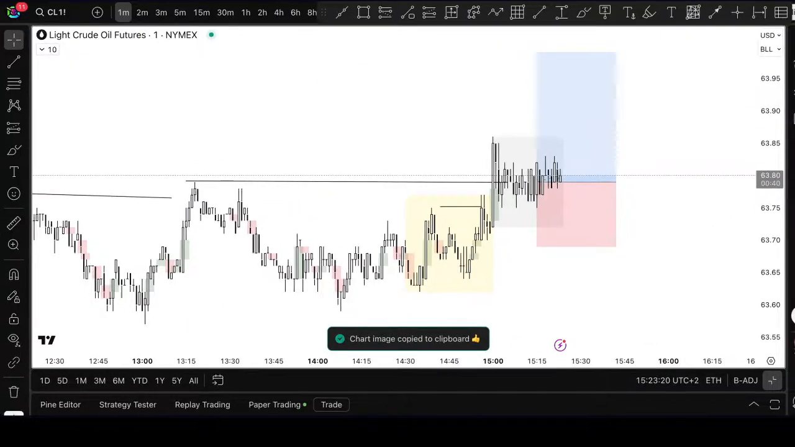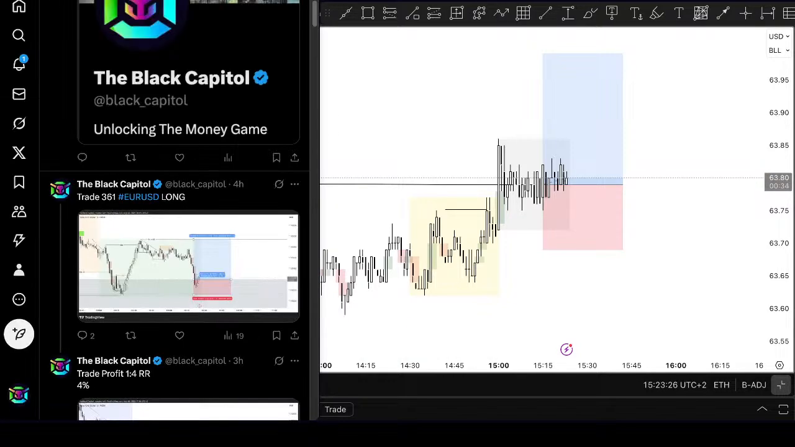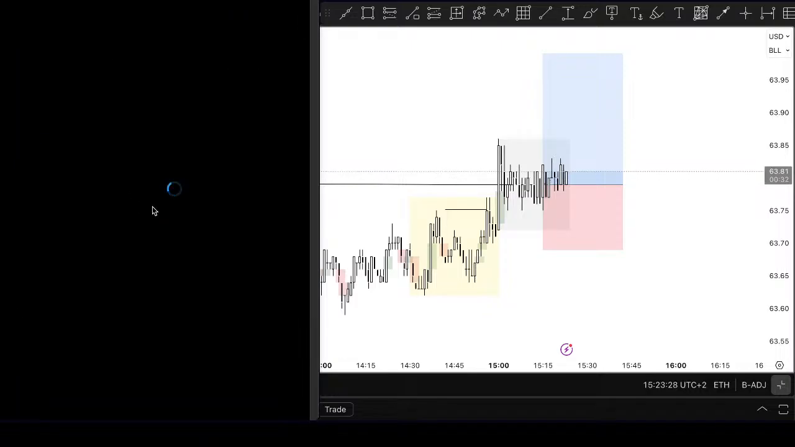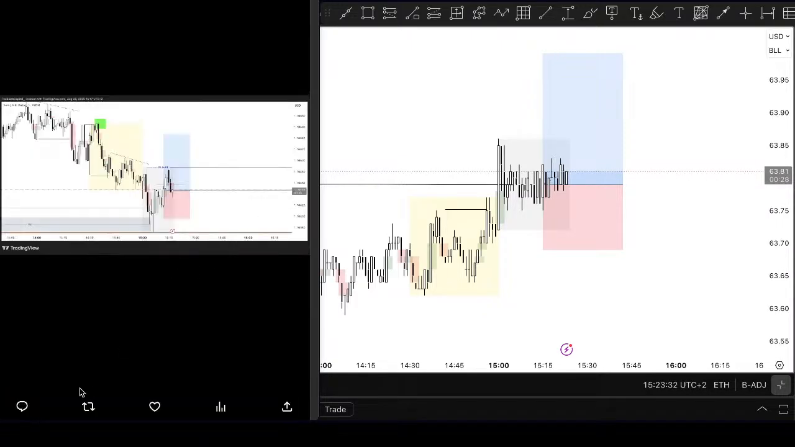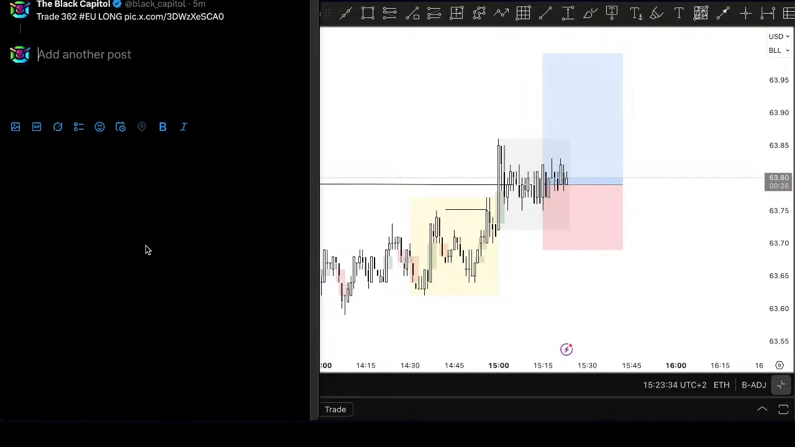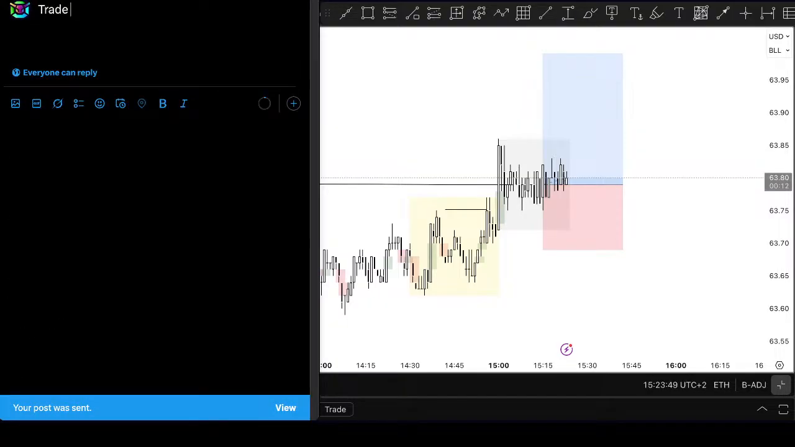Perfectly fine by me. Like I said, this trade is lost. We just update it. And it just happened so fast. Trade lost. Minus 1%. Perfectly fine. Now we do another trade.